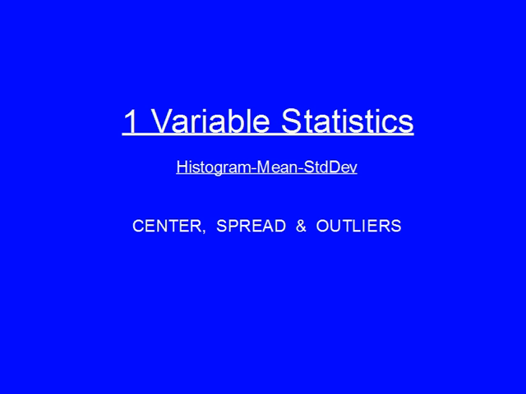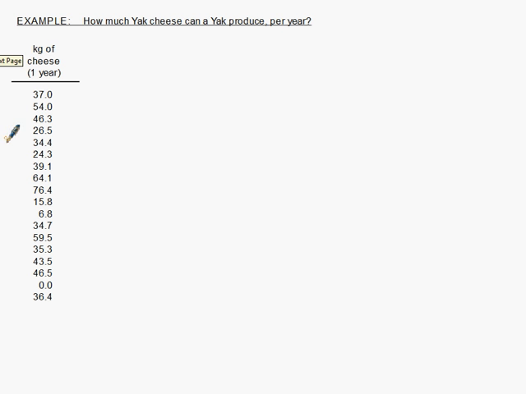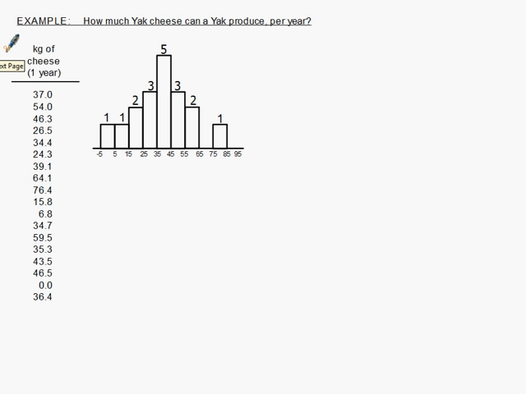In this video, we're still talking about the histogram mean standard deviation system, but now we're talking about center, spread, and outliers. So let's go back to our yak cheese question. Here we have our 18 yaks. We have our histogram that we did in the last video. We already know that it's mound-shaped symmetric. That was the shape we did in the last video.